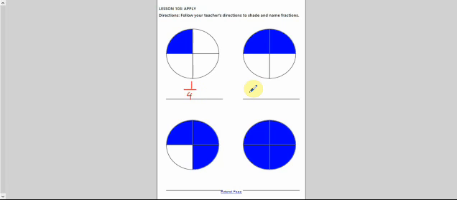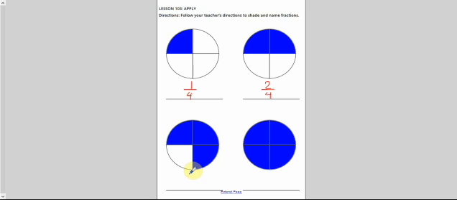What about this one? How many parts in here? I have in here 2 colored parts. So it's 2 out of 4. The total is also 4. The total is constant in all of them. So the numerator in here is 2 because we have 2 colored parts.